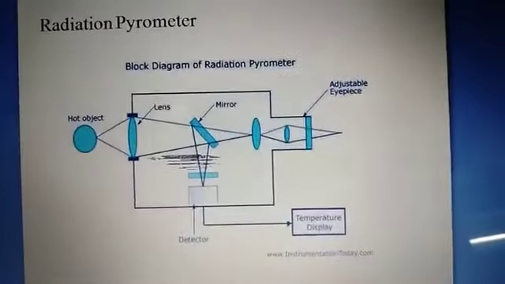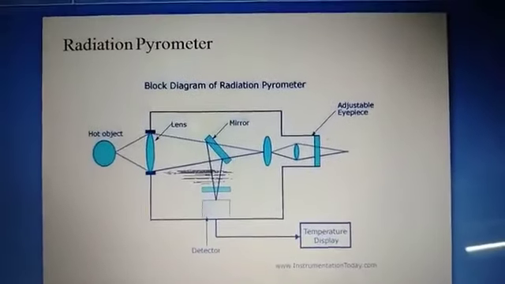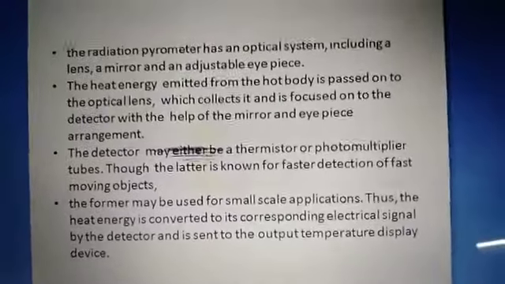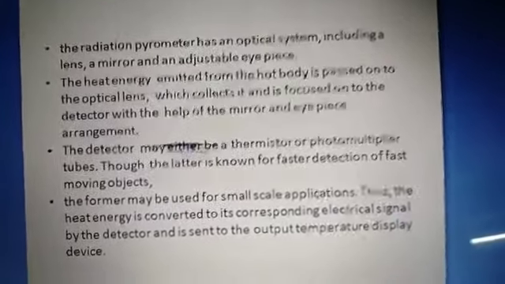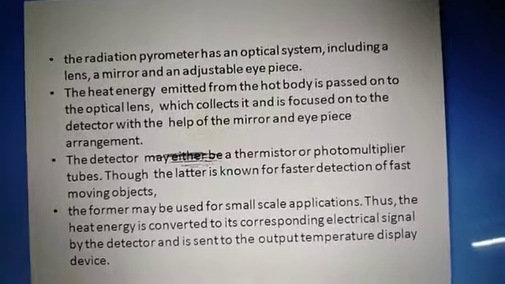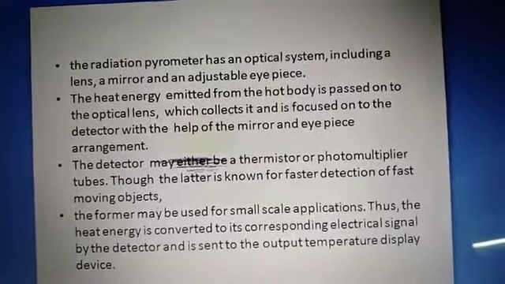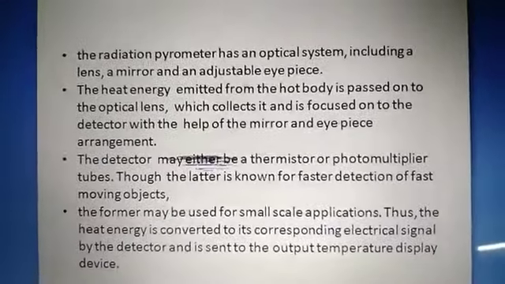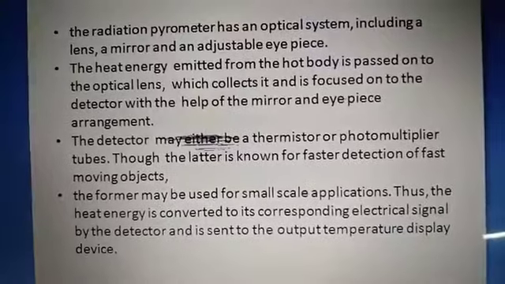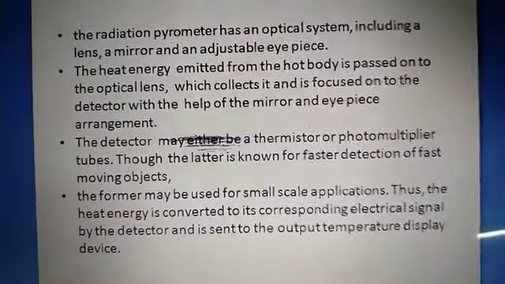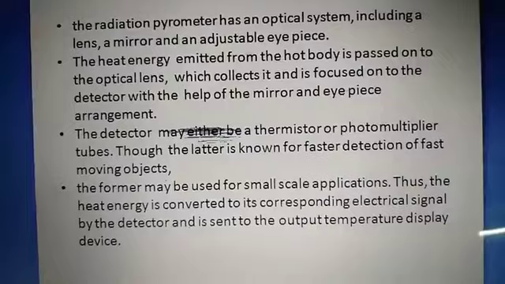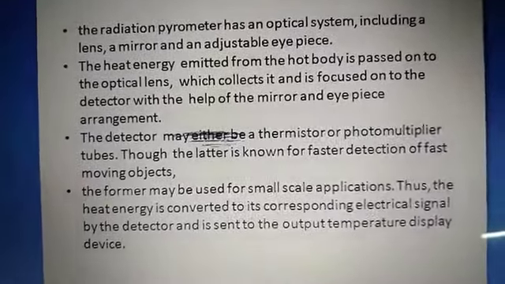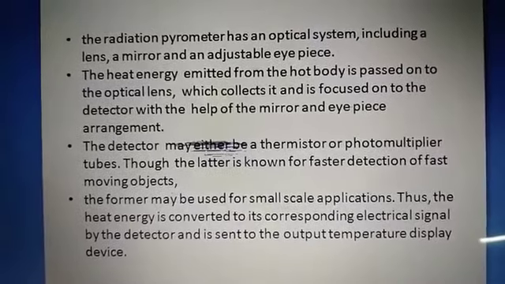This is a circuit arrangement. Now let's see the construction details of the radiation pyrometer. The radiation pyrometer has an optical system, so focal lenses are normally used to focus the radiation energy at one place, including a lens, mirror and adjustable eyepiece. The heat energy emitted from a hot body is passed to the optical lens, which collects it and focuses it on the detector, that is the thermocouple, with the help of the mirror and eyepiece.